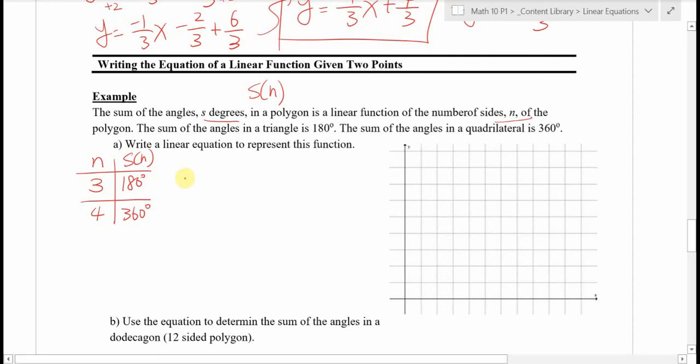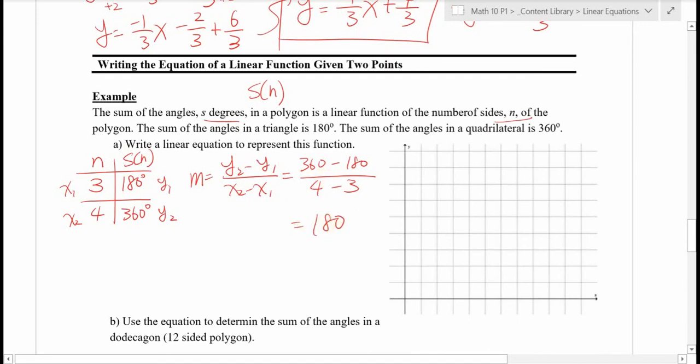Because we can find the slope by using the formula y2 minus y1 over x2 minus x1. Let me just call this x1, y1, x2, y2, right? Because remember, the column on the left is the x column, and the column on the right is the y column. So y2 is 360 minus y1, which is 180, over x2 minus x1, so that's going to be 4 minus 3. 360 minus 180 is 180. 4 minus 3 is 1. So 180 divided by 1 is just 180. So the slope is 180.